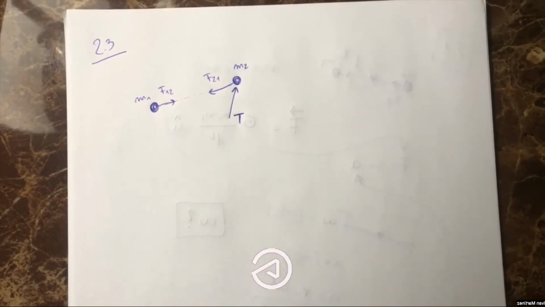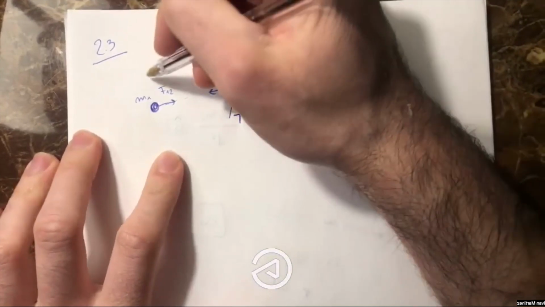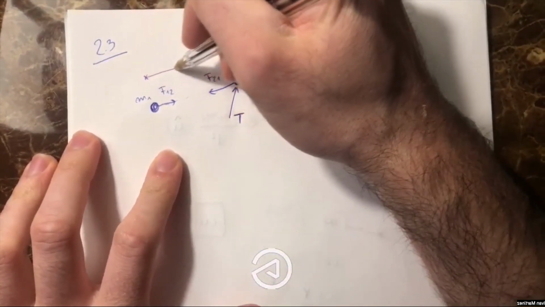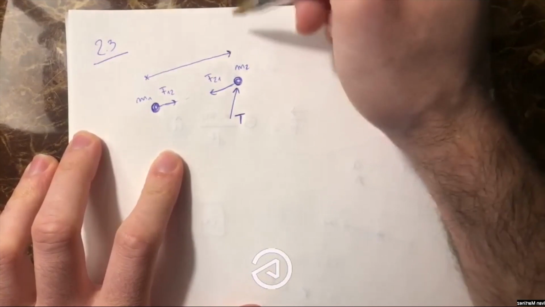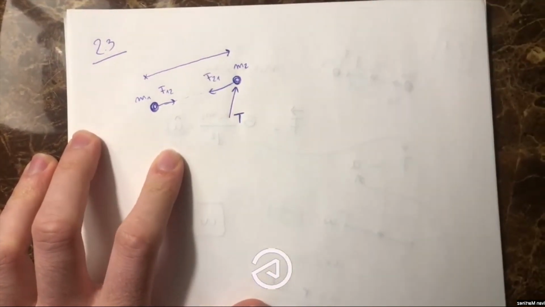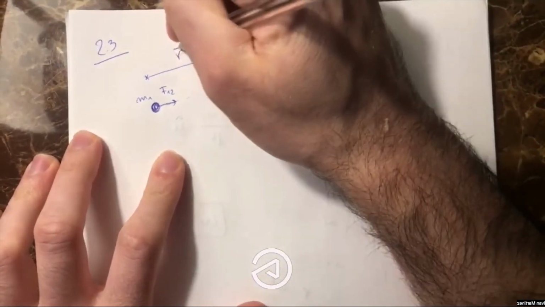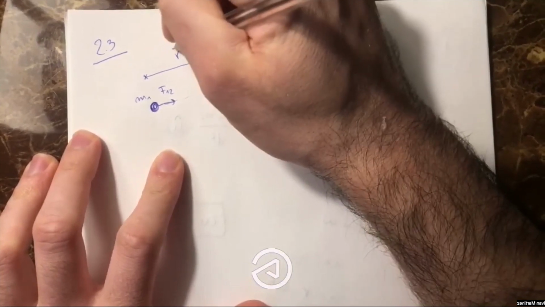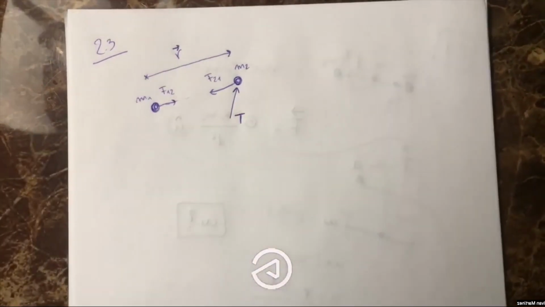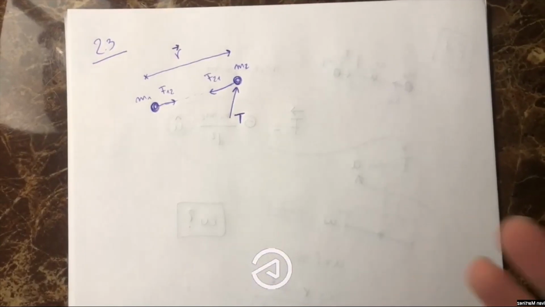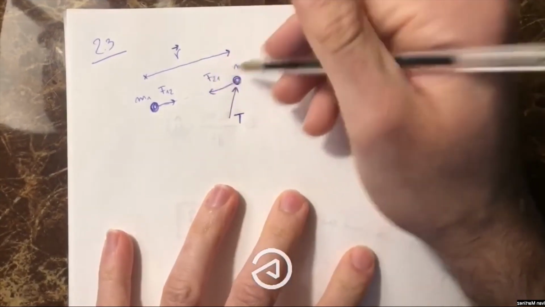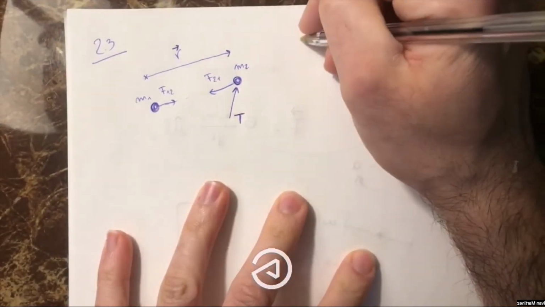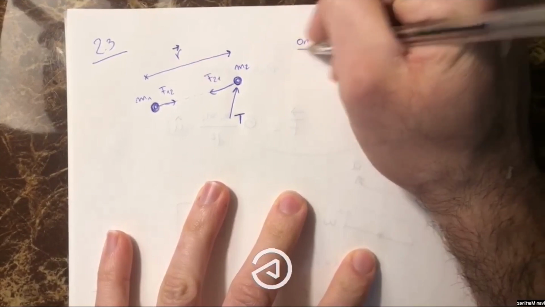What is the key here? The key is we're looking for the relative distance between the two. So if you look at previous problems, we called this little r, and it's a vector. So we want to know how this r changes with time. We need to know the differential equation. What do we know? Let's apply Newton on M2, for example. So on M2, what do we have?